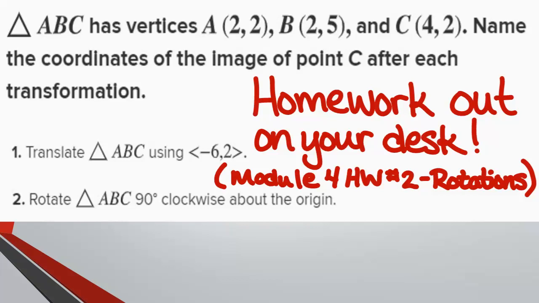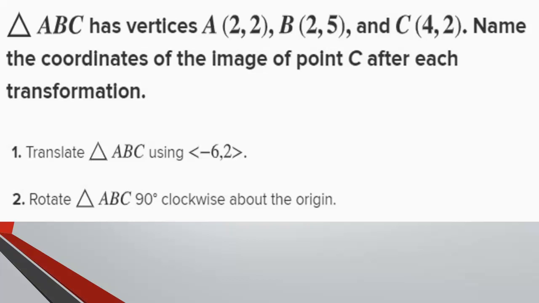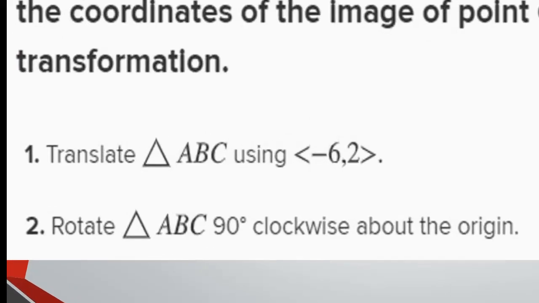Okay, so let's go over this warm-up. There were two things that we needed to do, two transformations that we're going to do to triangle ABC. First thing that we're going to do is translate. So that is a slide or a shift. Triangle ABC using this vector.